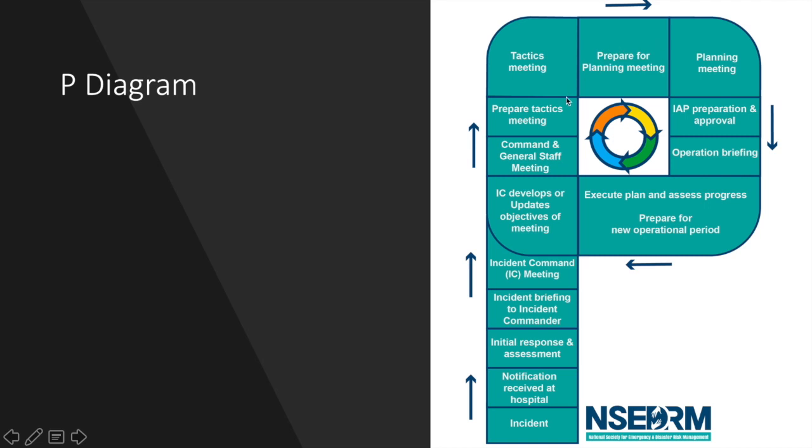This does not have to be a series of meetings. It can be done in a single or multiple meetings, but the process needs to be followed. Once the IAP is approved, operational briefing is done. One of the important examples of IAP is the COVID-19 management plan of an individual hospital. This plan is then executed and assessed. According to the situation or based on time frame, new actions need to be added. This requires going through the cycle again.